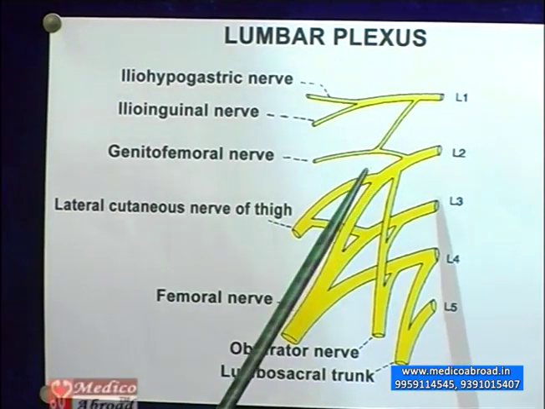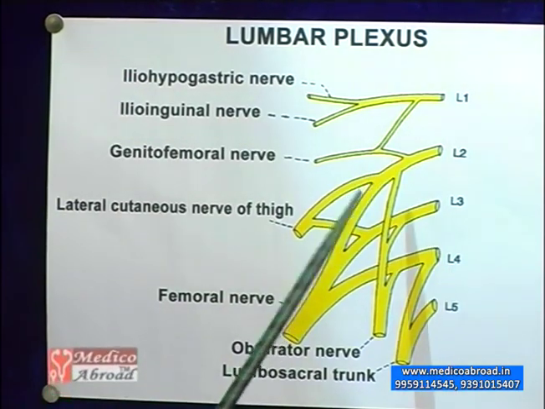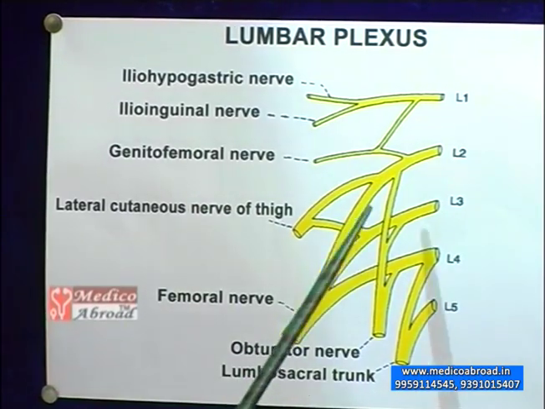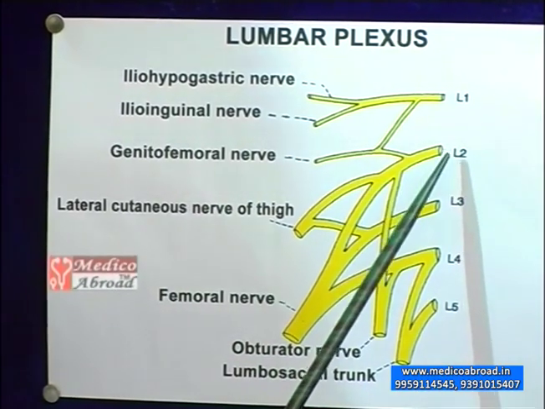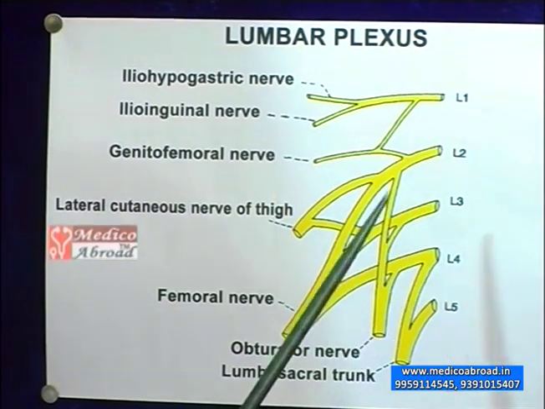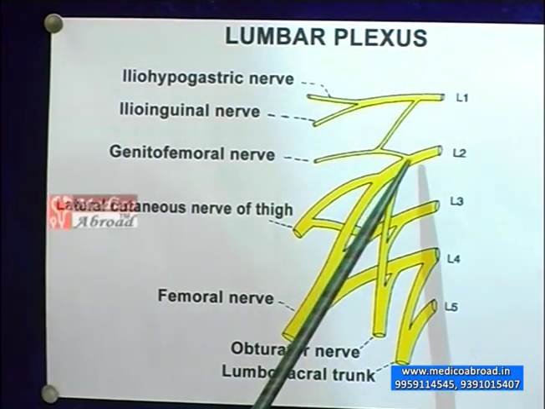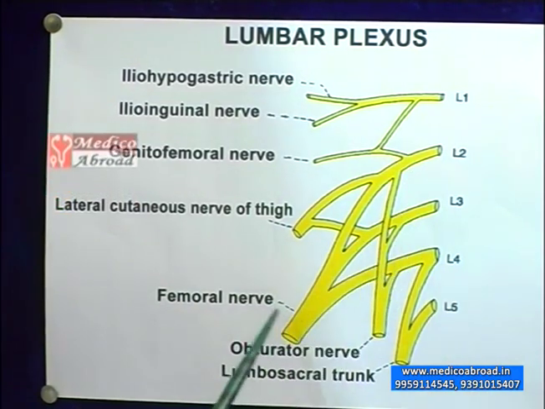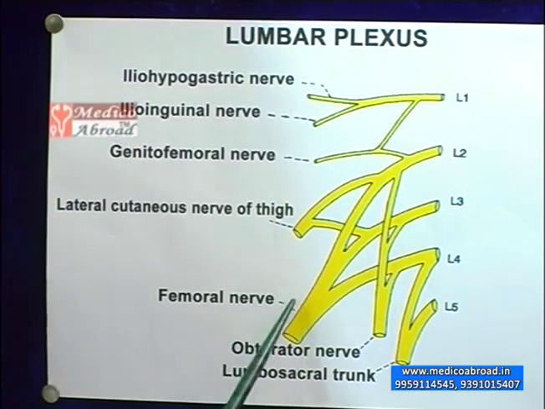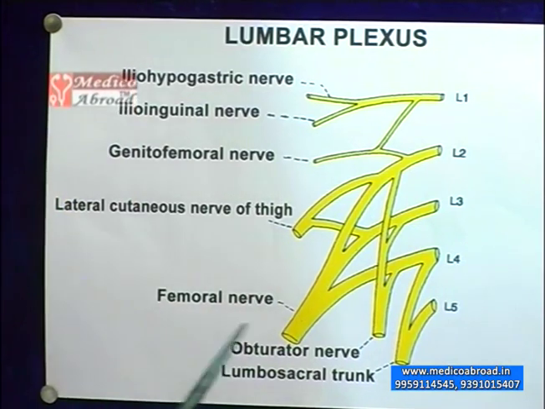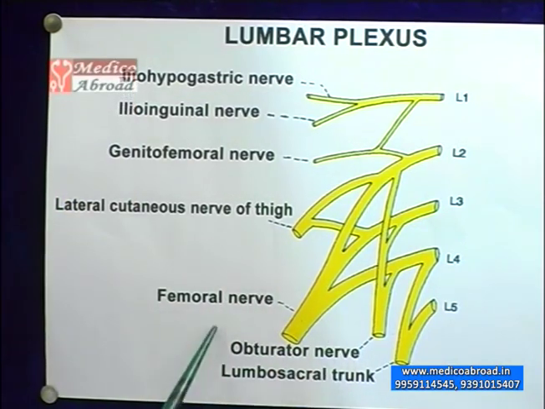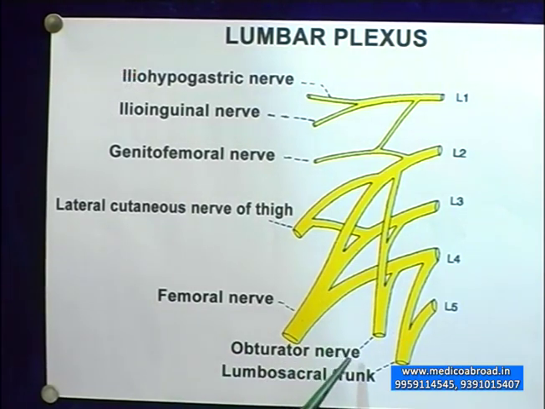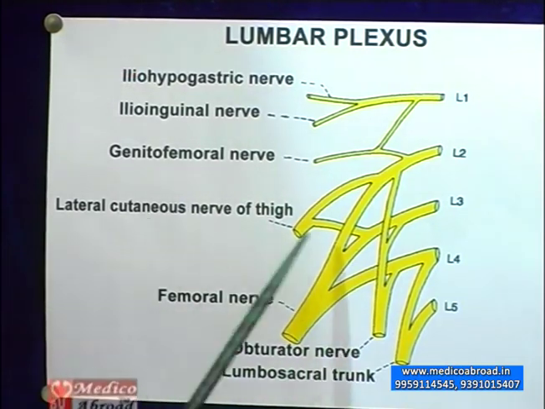Next, you have the formation of a couple of important nerves, which are the femoral nerve and the obturator nerve. Femoral nerve is formed by L2, L3 and L4. Obturator nerve is formed from the same L2, L3 and L4. Now femoral nerve is the nerve in the anterior compartment of the thigh, or the extensor compartment of the thigh. Obturator nerve is the nerve of the medial compartment of the thigh, or the adductor compartment of the thigh.